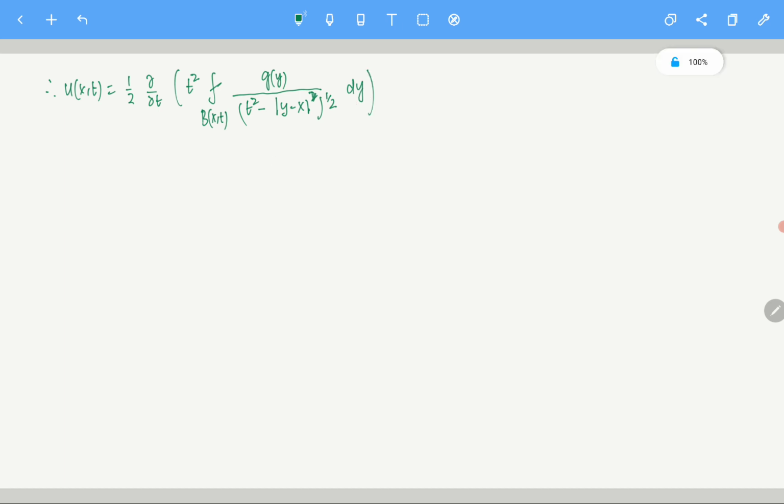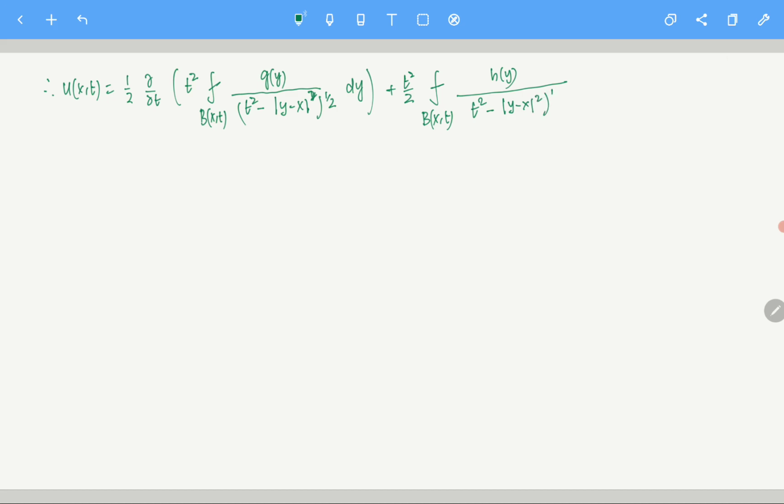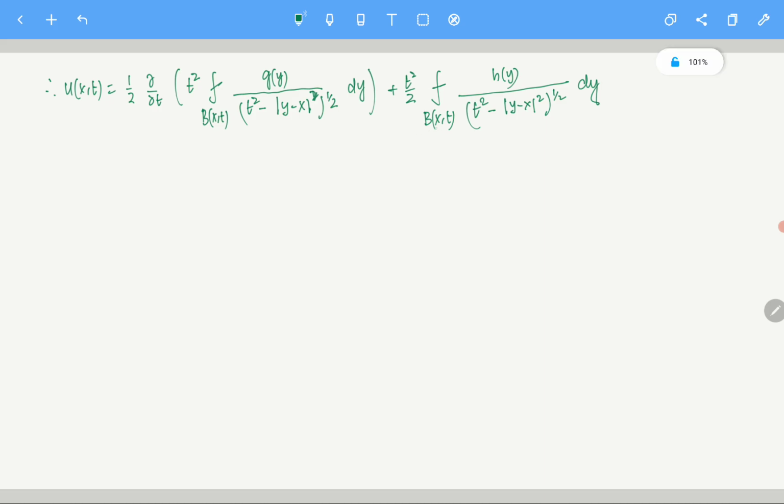Fine. Plus t square by 2, the average over bxt of the h part. So this is h of y by t square minus y minus x square whole power half, d of y. How is this coming? Exactly the same thing. I am skipping this part. Again, the exact same sort of procedure will work here. So you just replace g tilde with h tilde and the same thing happens.